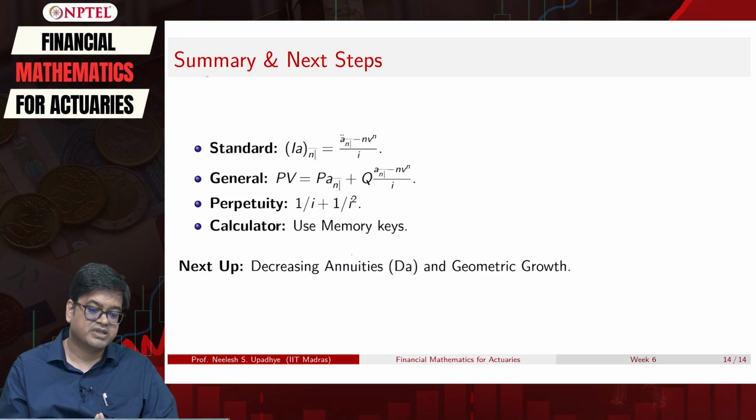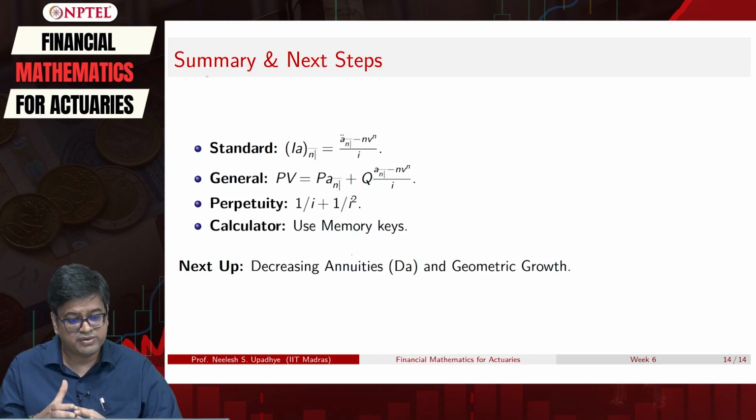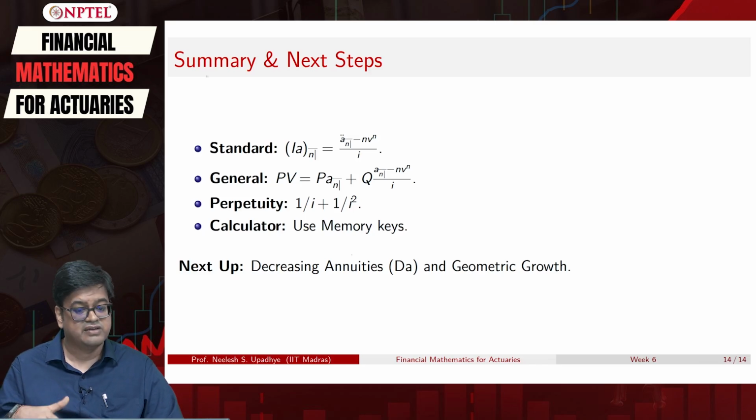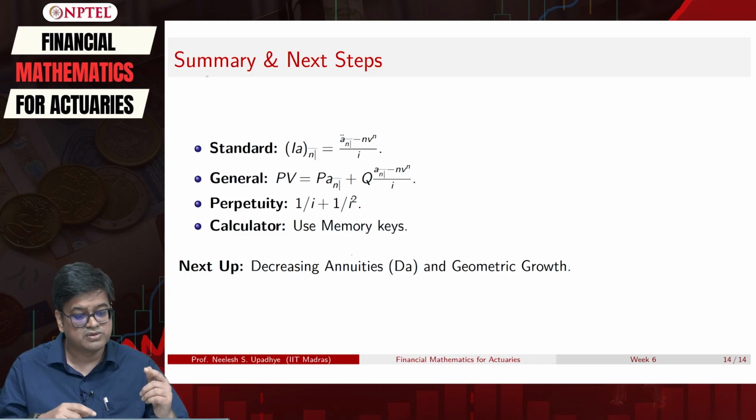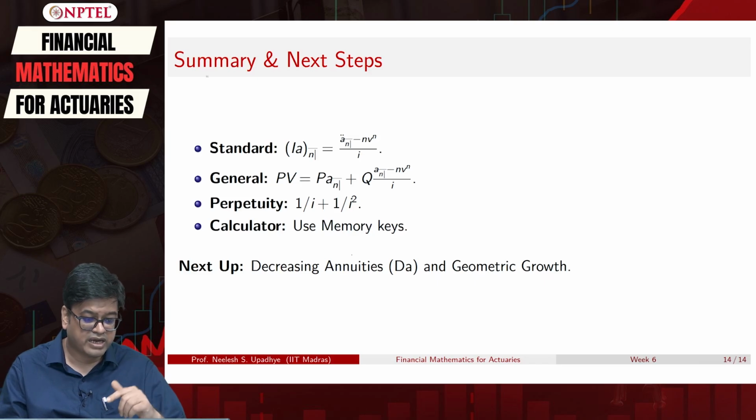In this particular method, you do not rely on annuity due, you work with annuity immediate, and the formula becomes P into A annuity immediate for n periods, Q into A annuity immediate minus NV raised to n upon I. And if I want to consider perpetuity for 1 unit periods, it is for 1 unit of money, 1 by I plus 1 by I square. Okay. Calculator: liberally use memory keys to avoid decimal errors.